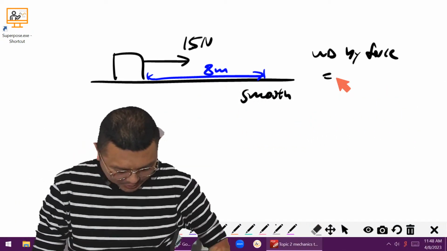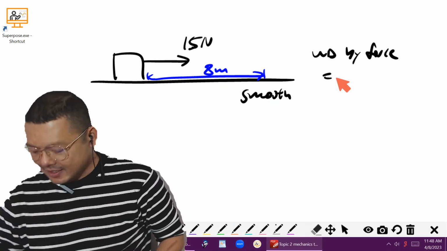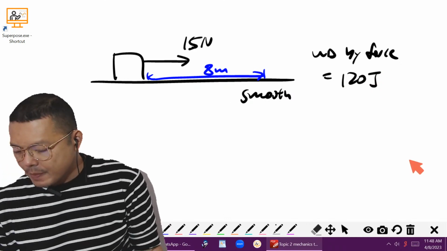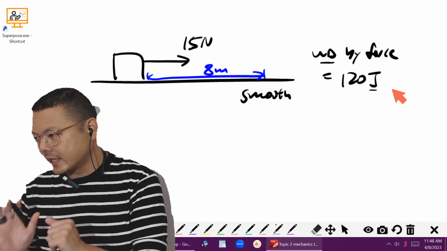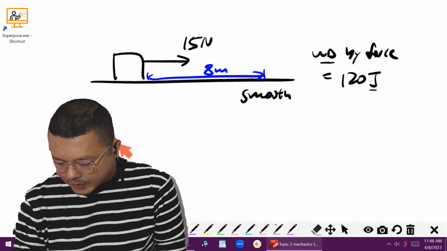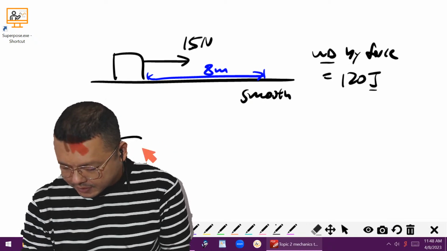I also don't know how to do this in my head. I don't know how you all do it. 120, yes. 120. What's the unit of work done? Joules. Remember this, work done is energy, energy is work done. Okay? Work done is energy, energy is work done.